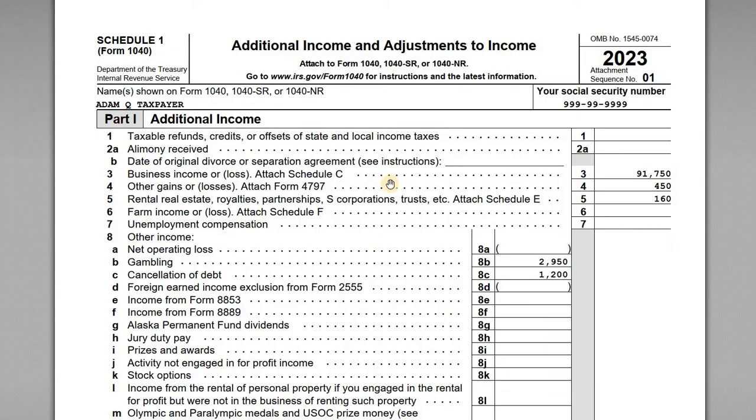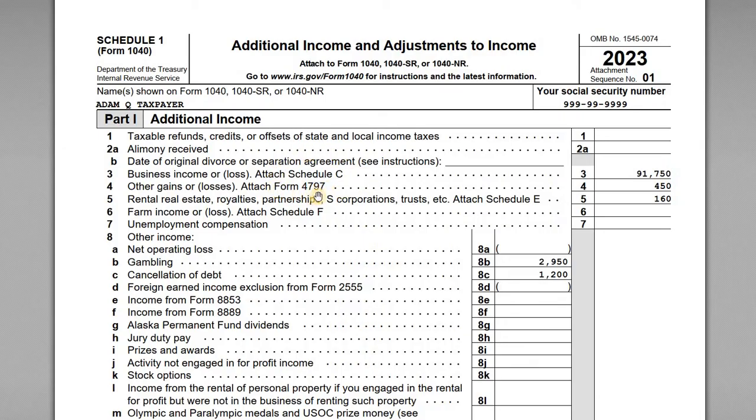And a lot of these I do have more in-depth tutorials and examples, and so I'll put all those links below in the description. So for example, if we look to Part 1, additional income to start, line 3, business income or loss from a Schedule C. These are quite common that we see on Form 1040.